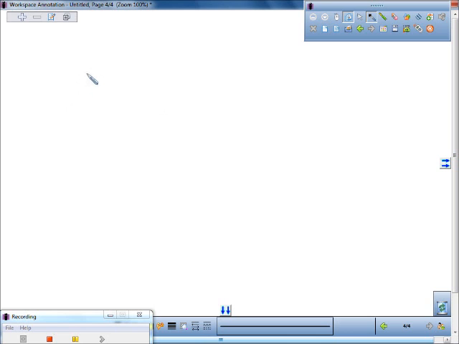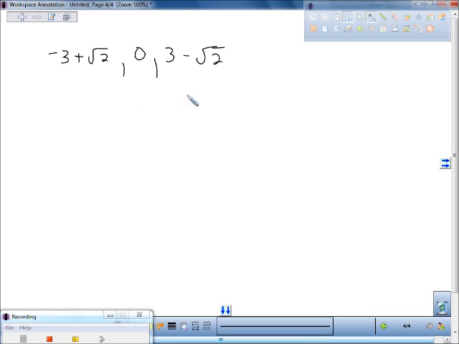So in this particular problem we have negative 3 plus square root of 2, 0, and 3 minus square root of 2 for our terms in our sequence. Now, the easiest way to come up with a common difference is to combine the 0 and this, so it'd be 3 minus square root of 2 minus 0. So our common difference D ends up being 3 minus square root of 2.